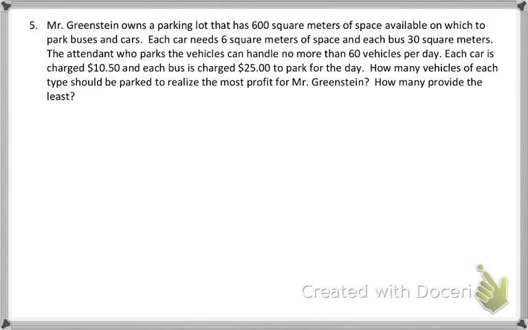Okay, number 5. Again, why don't you pause the video for a minute and see if you can figure out the variables, the constraints, and the objective function, and then skip forward in the video and check to see if you got it right. And if you did, you move on. If not, you rewind and check. So we have Mr. Greenstein, who owns a parking lot, and the question that they're asking is, we have buses and cars that park there. How many vehicles of each type should be parked to realize the most profit for Mr. Greenstein?